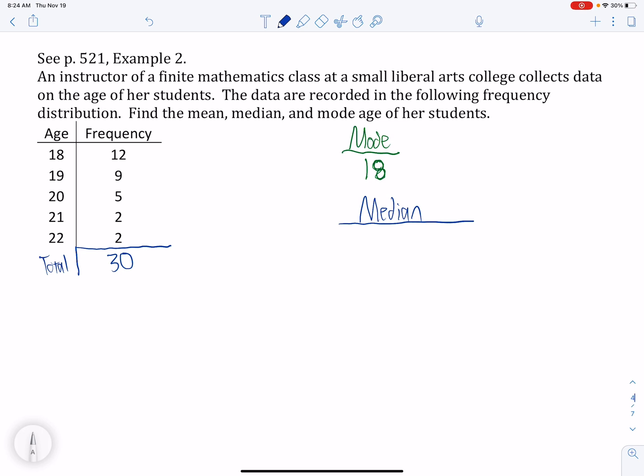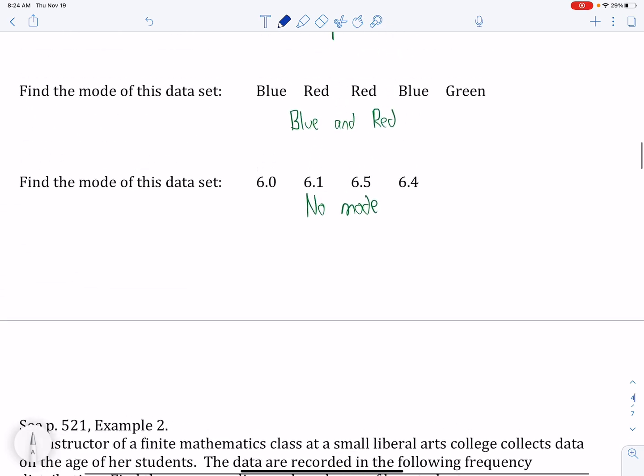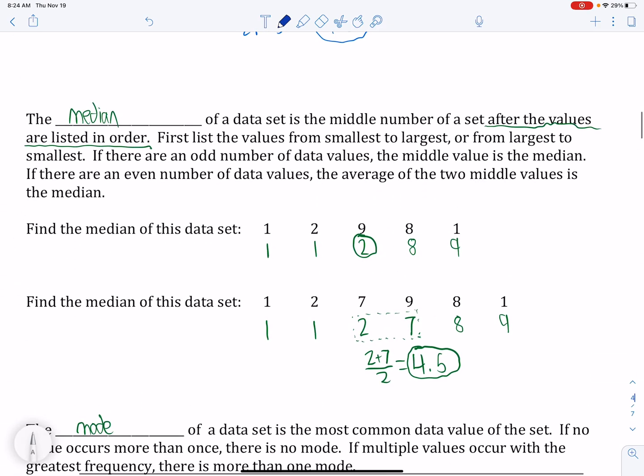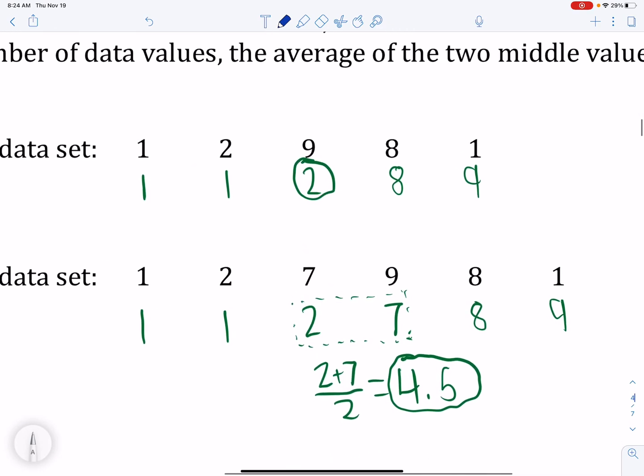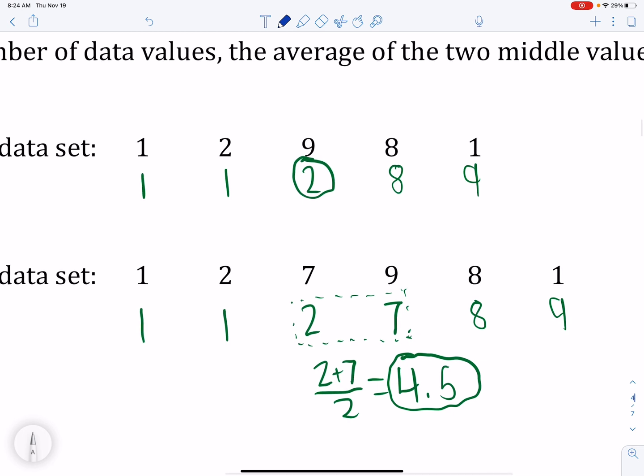Okay. Now what we want to do is find the median, the middle data value. You might remember from our previous example that when you have an odd number of data values, the median is the number that's right in the middle. If you have an even number of data values, you're going to end up with 2 data values in the middle, and you're going to have to take the average of those.